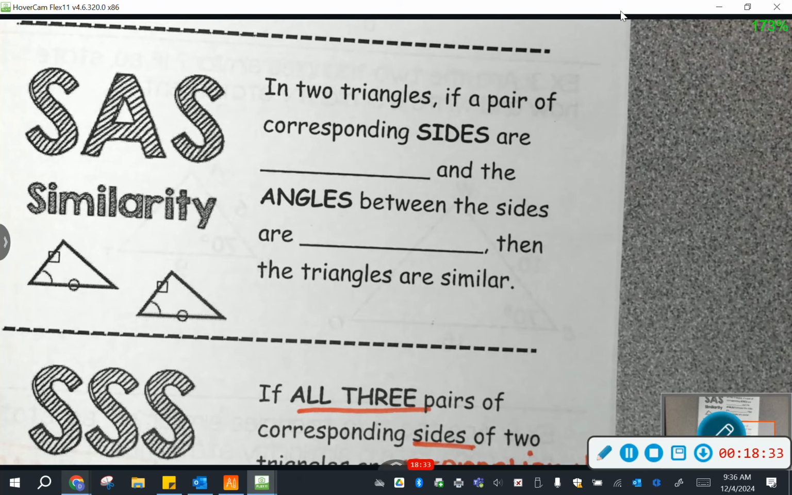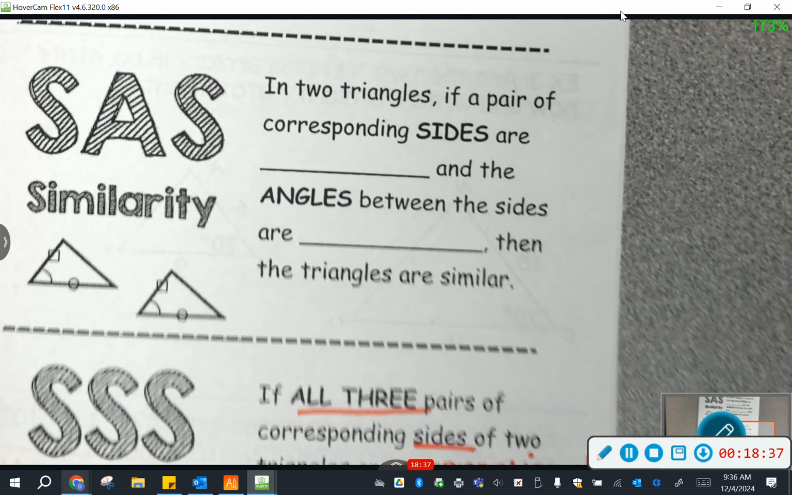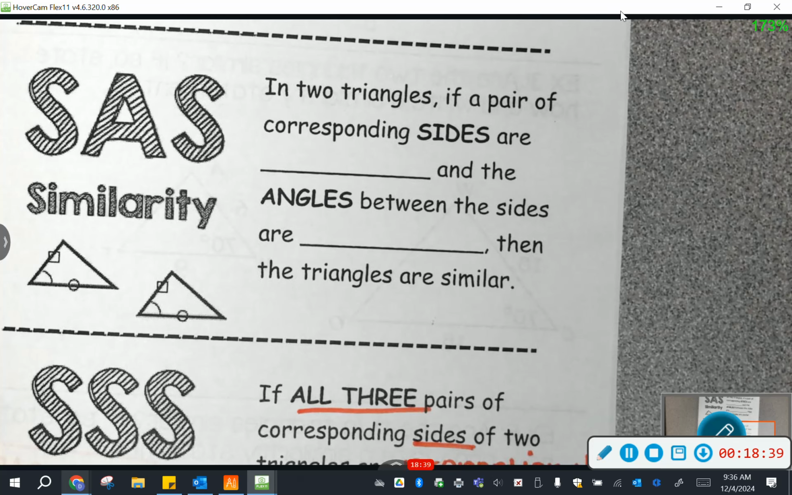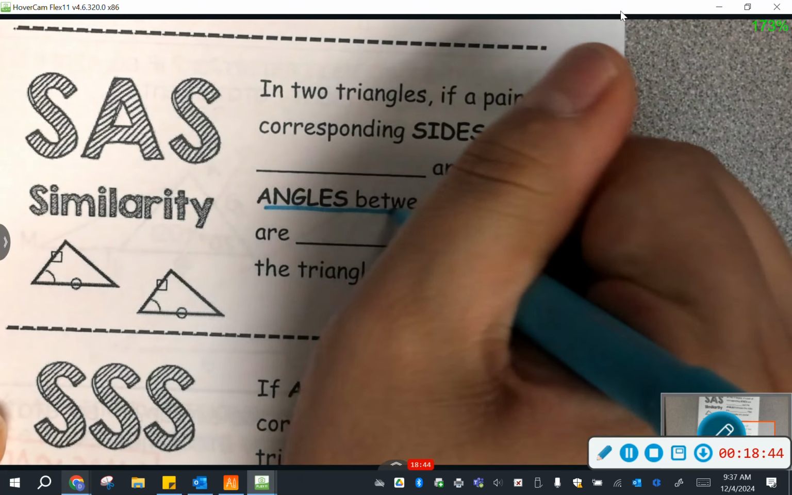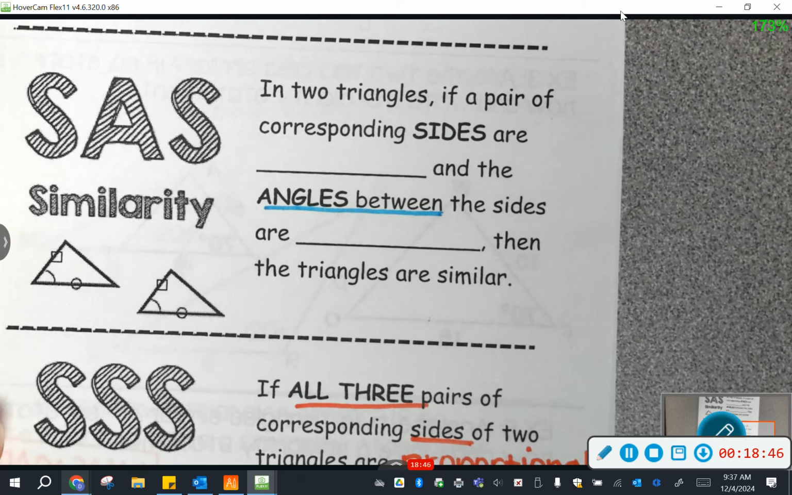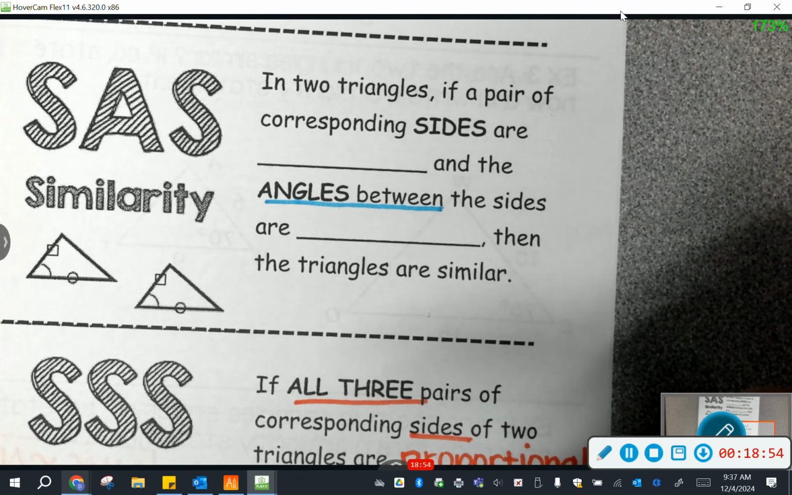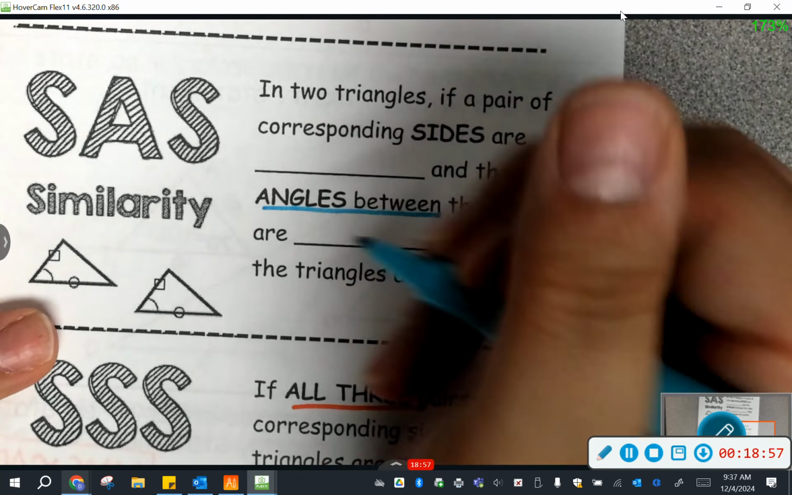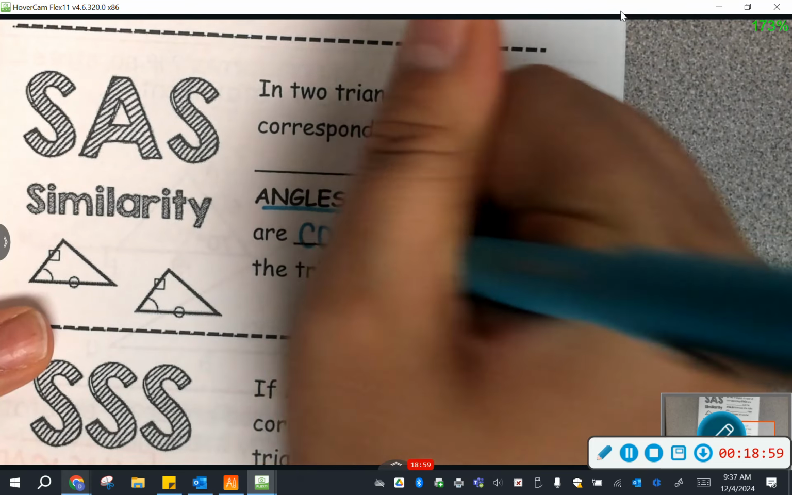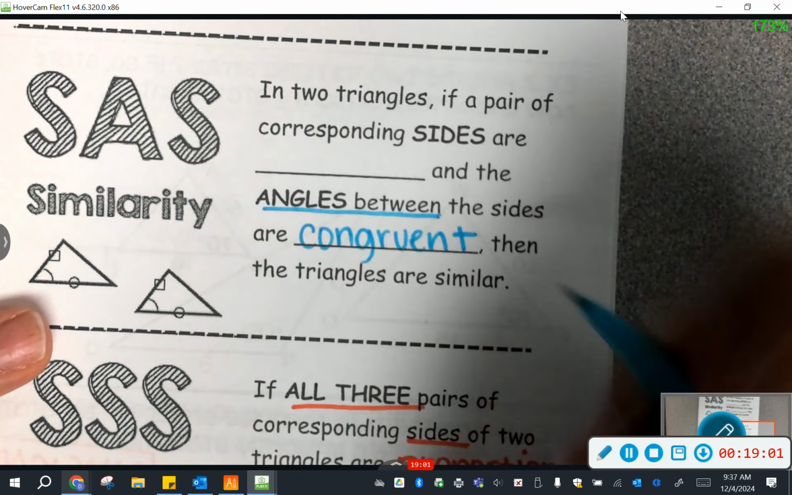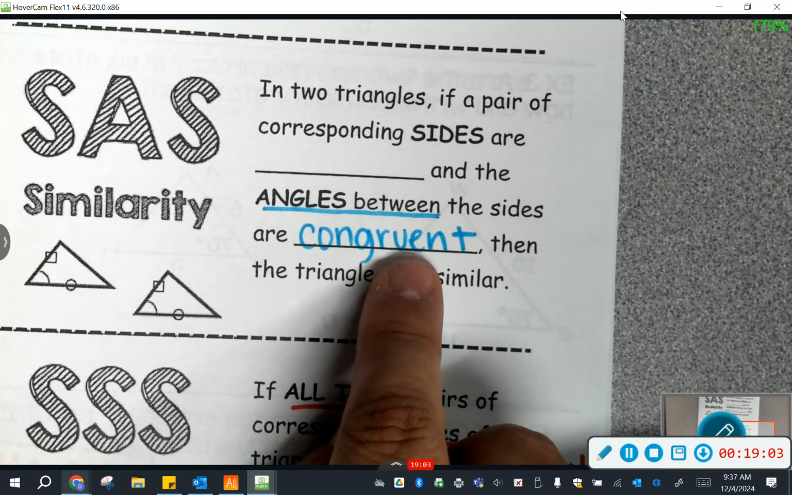SAS similar. What does SAS stand for? Side angle side. And what's special about the angle? It's in the middle. What do we know about angles for similar triangles? This is like mixing both of them together. Angles have to be what? Congruent. That's the second blank, by the way. Your angles need to be congruent.